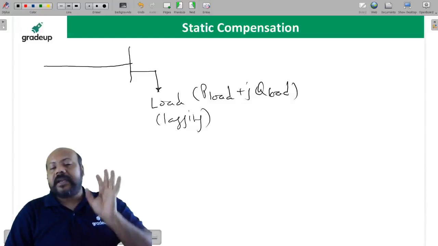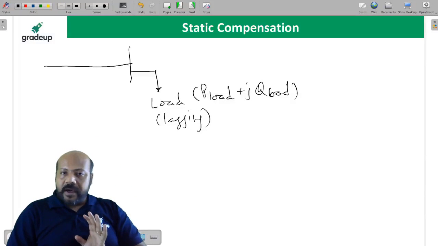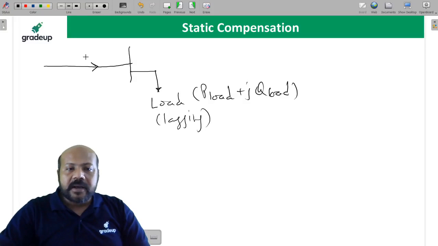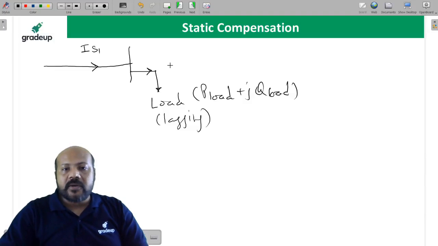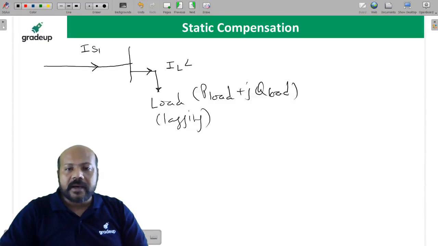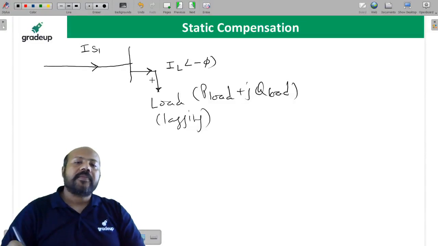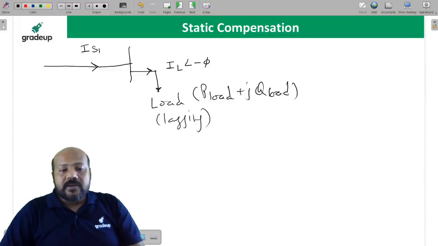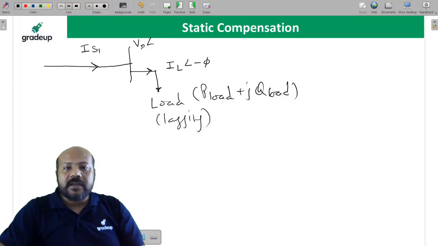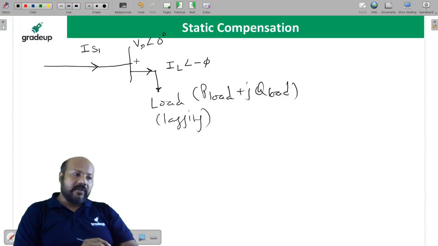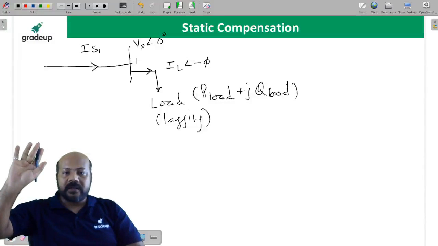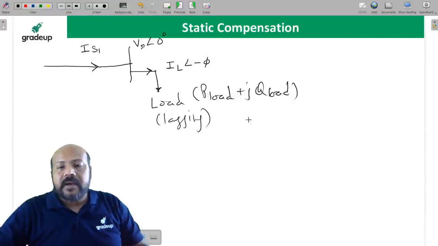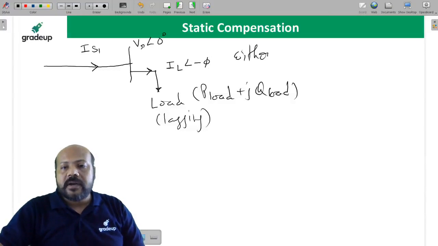Suppose there is a load connected at the system. Suppose the current here is going to be I_S1 and the current drawn by this load is I_L angle minus phi. Why am I saying minus phi? Because it is a lagging load, so the current is going to be lagging with this voltage. Suppose this is the receiving end voltage and this is the reference voltage. Everybody is okay with this? This is without compensation.